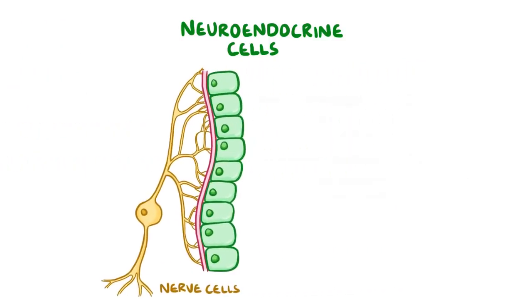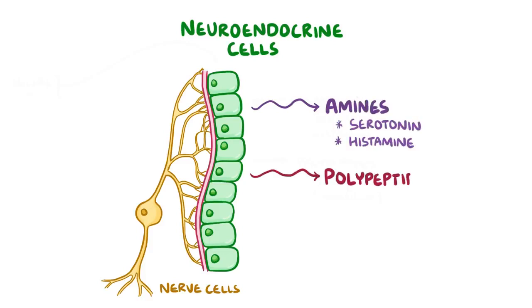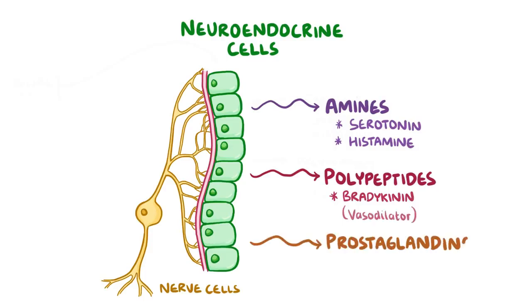Neuroendocrine cells release a variety of hormones, and these include amines, like serotonin and histamine, as well as polypeptides, like bradykinin, which is a vasodilator, and prostaglandins, which are also very powerful vasodilators. The production of these hormones can be regulated by other hormones.